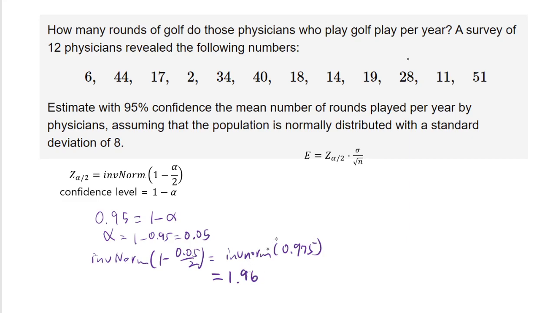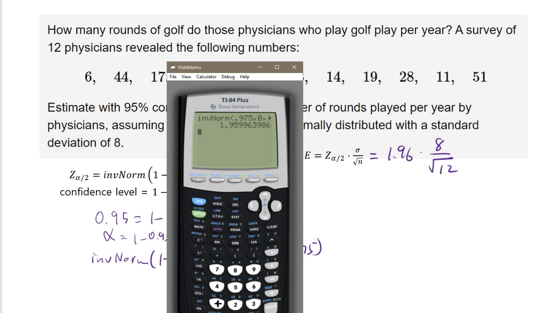Therefore, our margin of error would be 1.96 times 8 over the square root of n, the sample size, and because our sample size is 12, we calculate that. So let's see, we can do 1.96 times 8 divided by the square root of 12, and then enter. I get 4.526. Okay, 4.526.